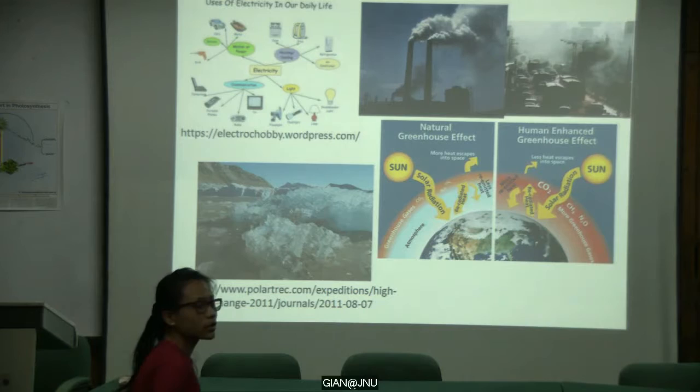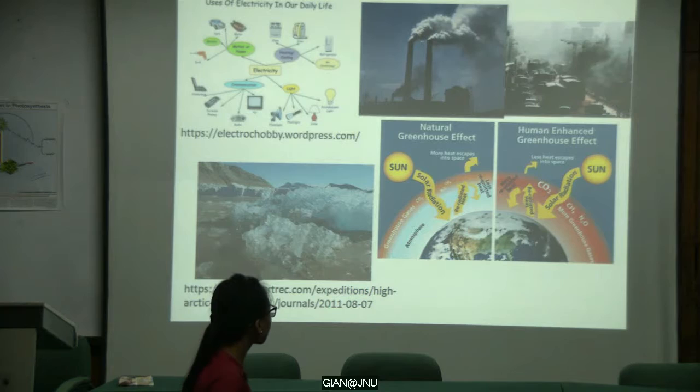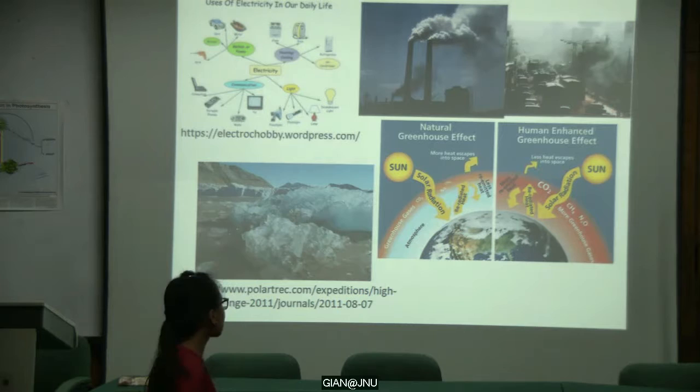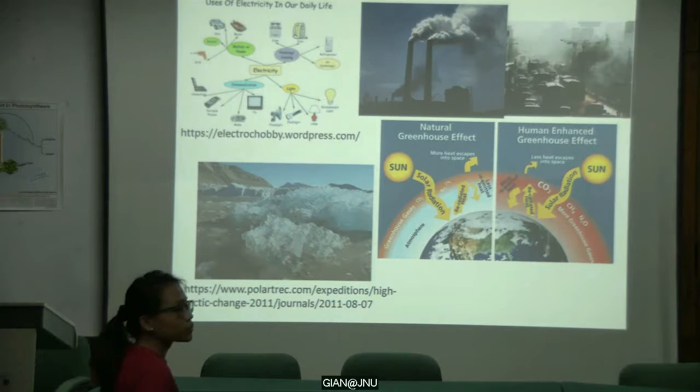This is the natural greenhouse effect, and this is the human enhanced greenhouse effect. In the human enhanced greenhouse effect, you can see there is increasing carbon dioxide production, which increases the trapping of solar energy, so the temperature of the atmosphere increases. This temperature increase causes, for example, melting of glaciers and ice in the Arctic. So, citing these problems, we need to look for an alternative energy source.